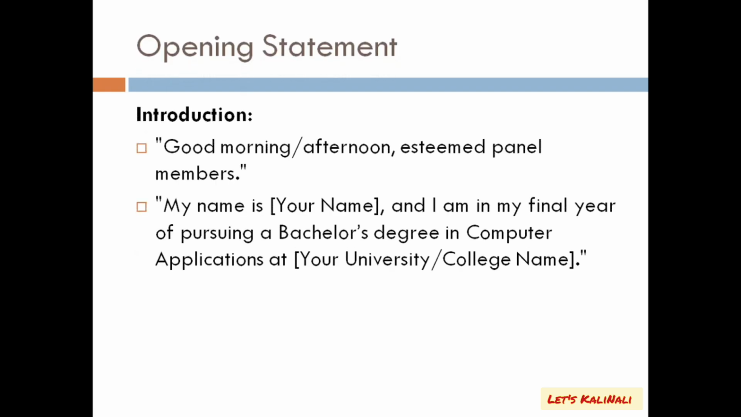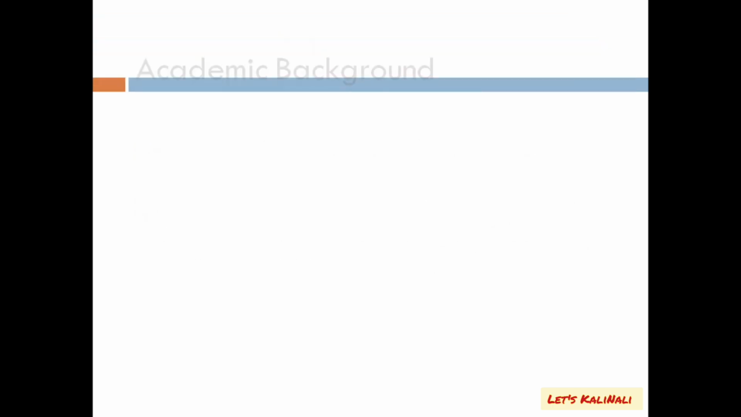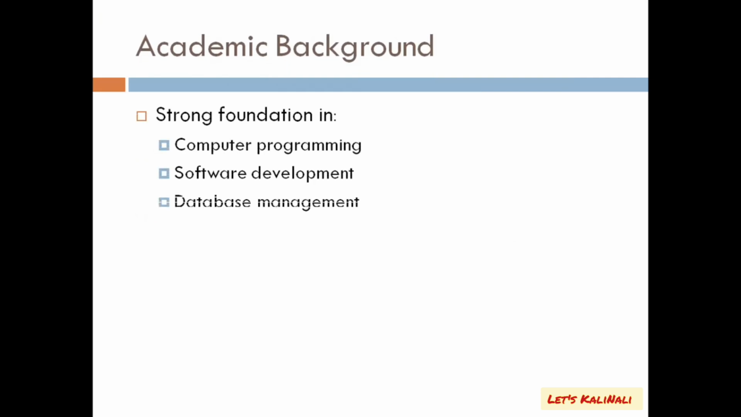So here are the opening statements, how we need to start our introduction. First, we need to say the wish: good morning or good afternoon, esteemed panel of members. And then after that, you need to tell your name and in which class you are studying, and further which degree you are doing. And afterwards, the name of your college or university. These are the informations that you need to mention. And then the academic background.